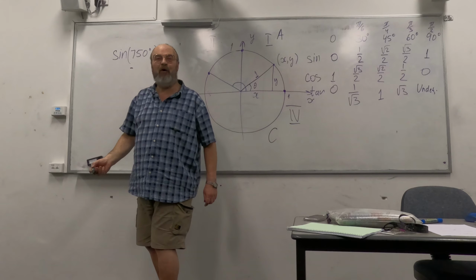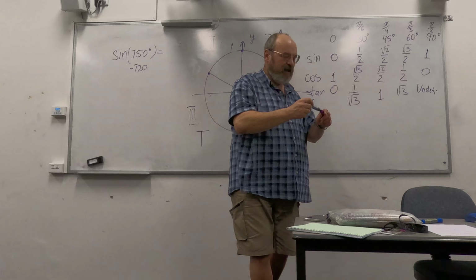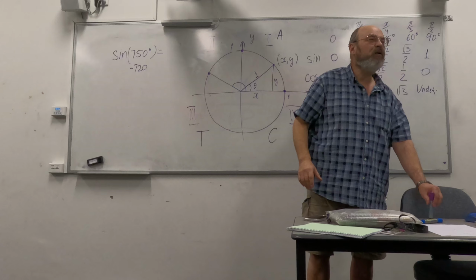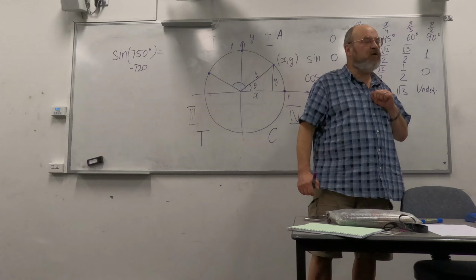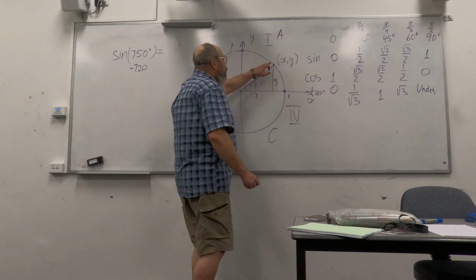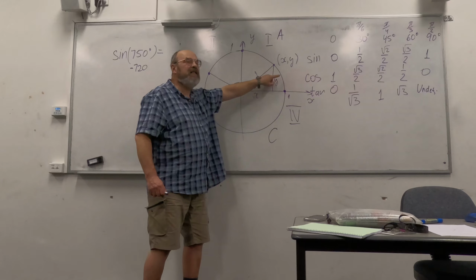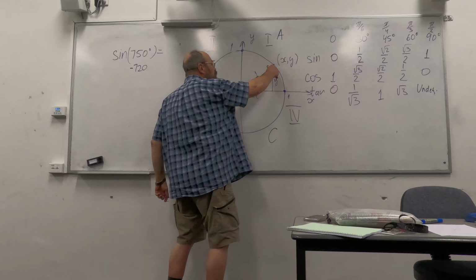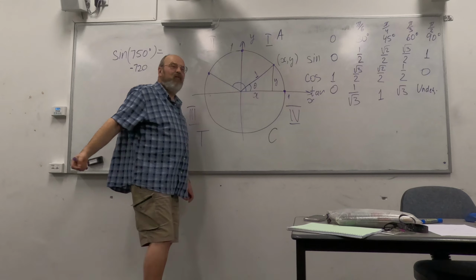360 times 2, 720. Because every 360 degrees, when we rotate 360, we get to the same point. So we are here now. We measure angle rotating anti-clockwise. When we minus, we rotate the opposite way, clockwise. 360, another 360, we get to the same point.